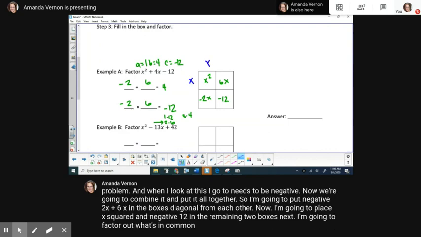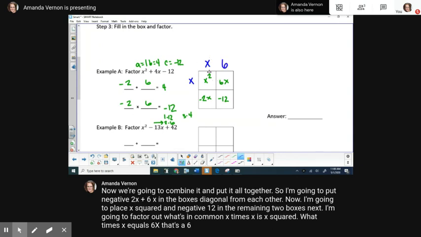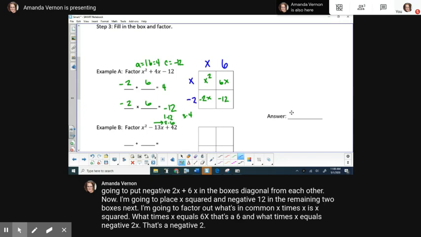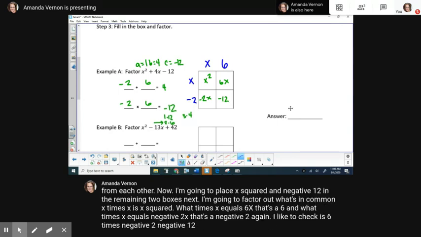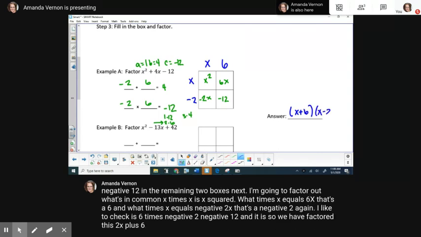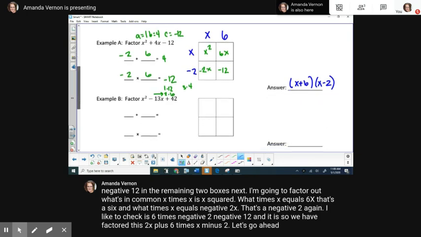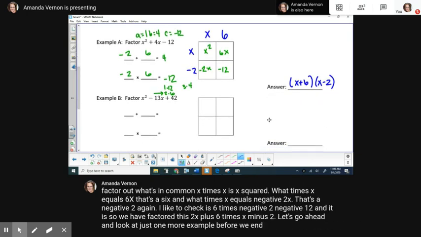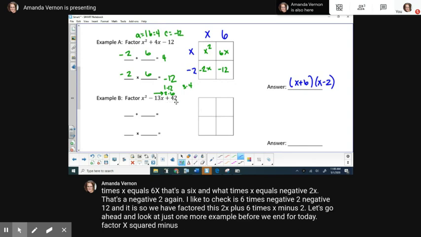X times x is x squared. What times x equals 6x? That's a 6. And what times x equals -2x? That's a -2. Again, I like to check, is 6 times -2 -12? And it is. So we have factored this to x plus 6 times x minus 2. Let's go ahead and look at just one more example before we end for today. Factor x squared minus 13x plus 42.